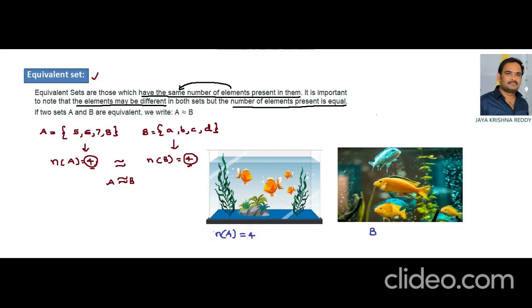And if you observe the number of fishes in set B, means in another aquarium, the number of fishes in set B also equal to 4. Here the fishes may be different. The fishes from both aquariums are different, but the number of fishes, the count is equal. 4 fishes in first aquarium and 4 fishes in the second aquarium. So here we can say that the two sets are equivalent sets.